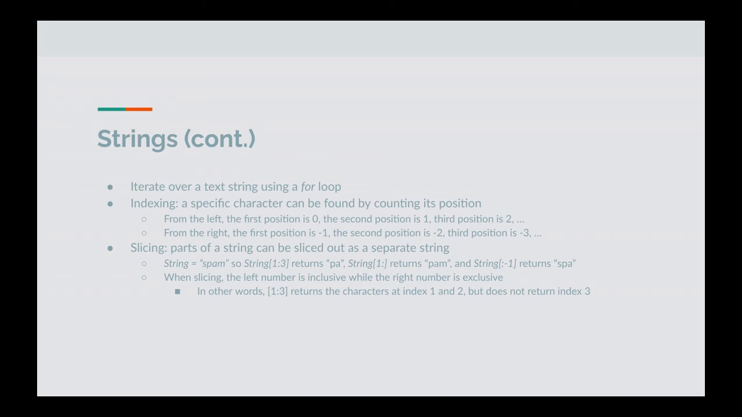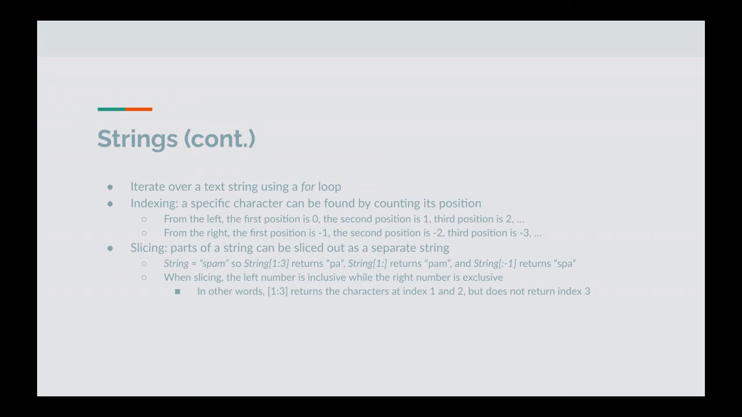If you're counting from the right, you can go backwards, but it does not start at 0. 0 is already used. So the very end value within a text string is -1. The one to the left of it is -2, -3, and so on. And we'll give an example of this in real life in a short moment.